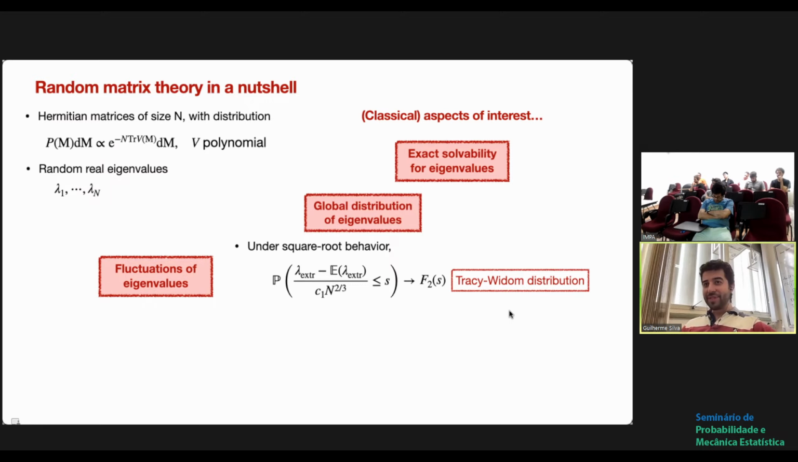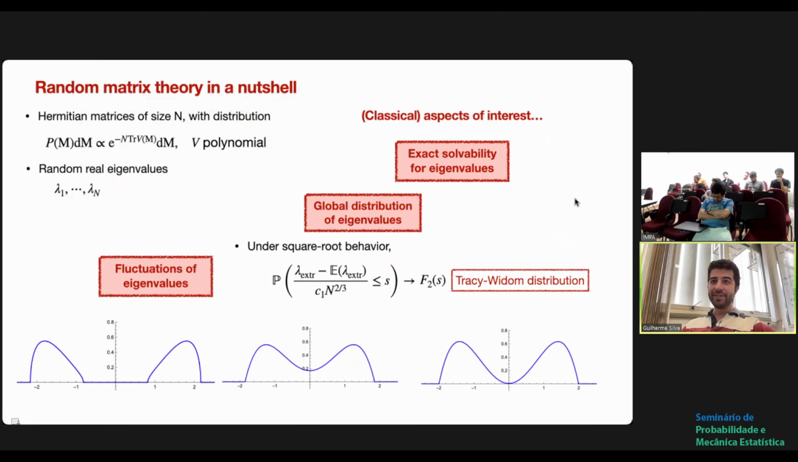What I have to tell you now is what this Tracy-Widom distribution is. But before saying that, let me make a few comments on what I mean by the square root type behavior. This square root type behavior is what determines the order of fluctuations here, which should be n to the power minus 2/3. And as I told you, the square root behavior has to do with the behavior of the equilibrium measure.